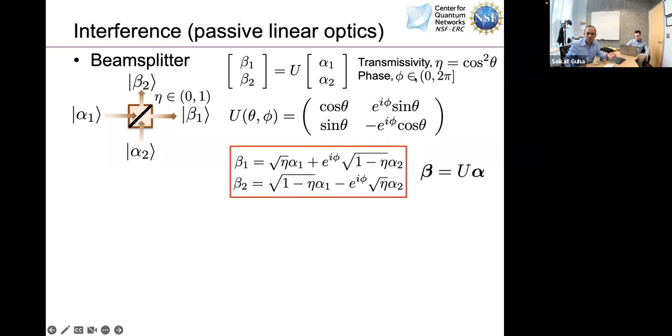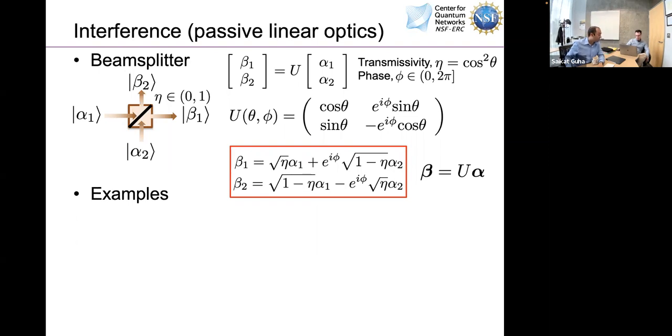Why do we call it the transmissivity? Well, because if eta was 1, then what will happen is that beta 1 will be equal to alpha 1. So the light just goes through this way, and alpha 2 just goes through that way. Beta 2 equals alpha 2. All right, so this beta, I'm going to write this bold-faced beta as the column vector, use the unitary, alpha as the column vector. So let's do some examples of beam splitters.